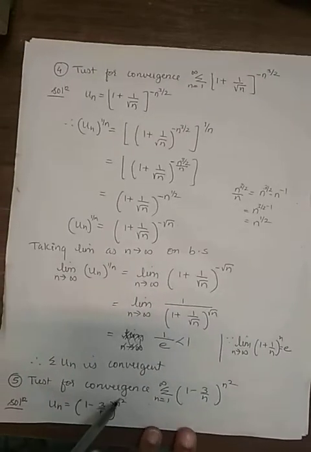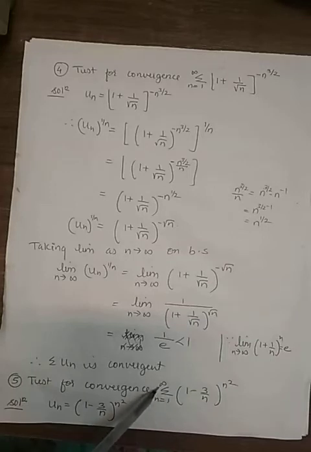Next. Test for the convergence. Summation n equals 1 to infinity of (1 minus 3 upon n) raised to n square. So again go for Cauchy's root test.